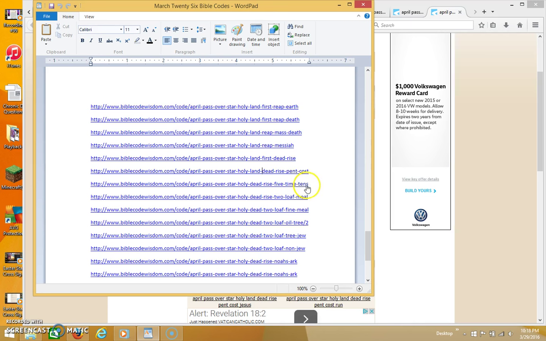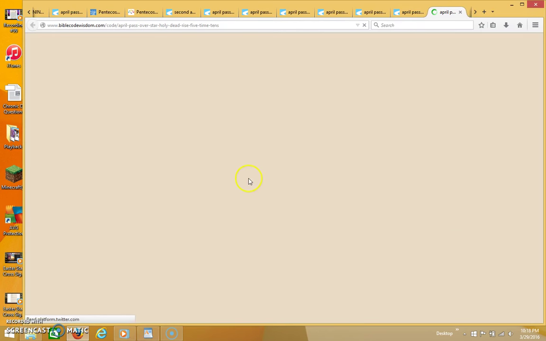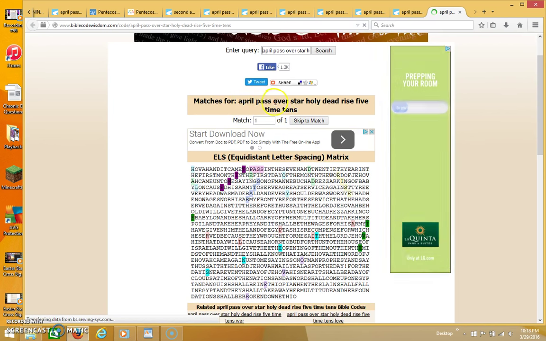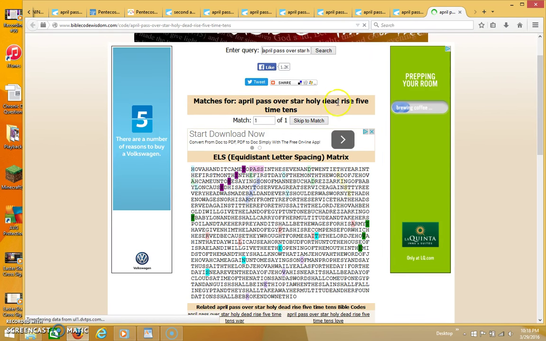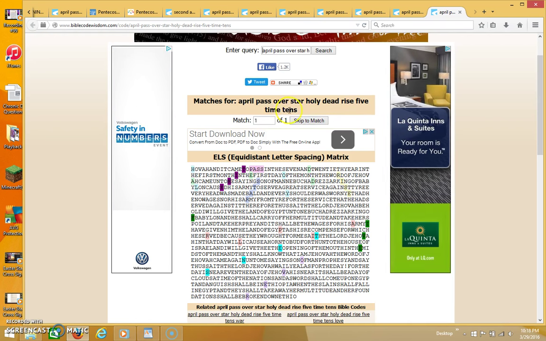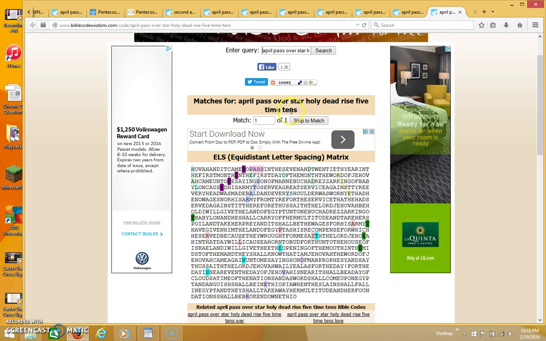So then I added the S to the 10, so it would be like 5 tens, which is 50, but time also came up, so it could go either way, and I'll show you that one. So I put in April, Passover, Star, Holy, Dead, Rise, 5 tens, which is 50, or 5 times 10. First I did 10, and then I added the S.